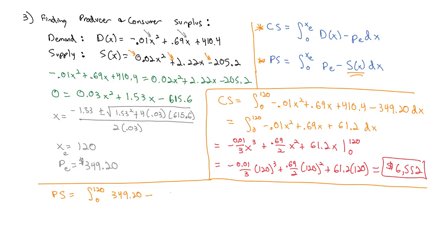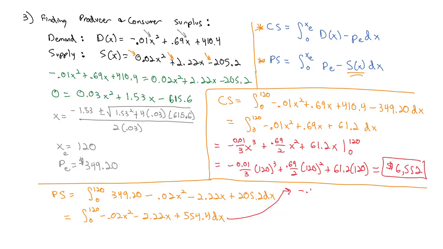That's going to change the sign. Be careful with the negatives. So we have negative 0.02x squared. Subtract a positive makes it negative 2.22x. Subtract a negative makes it positive 205.2 dx. Let's go ahead and combine like terms then. So we're taking the integral from 0 to 120. We've got a negative 0.02x squared minus 2.22x. And then we're going to be adding the 349.2 and the 205.2 to end up with 554.4 dx.